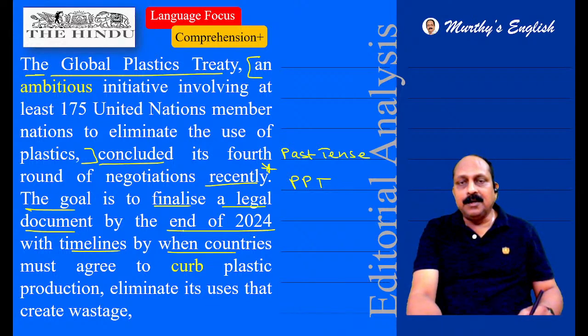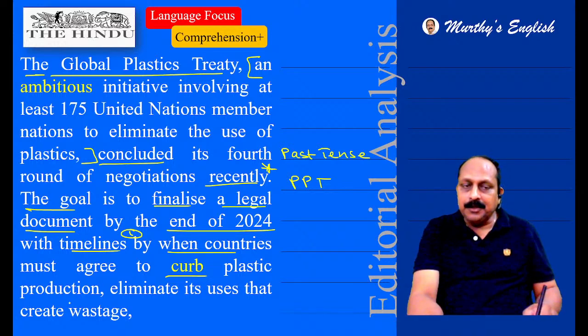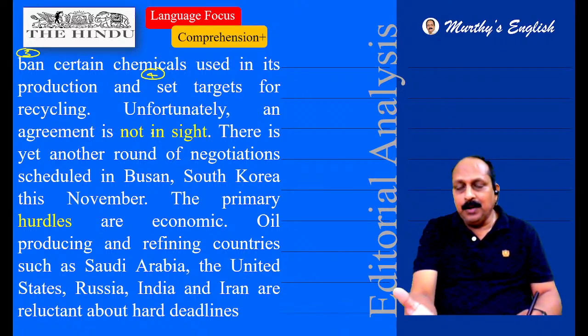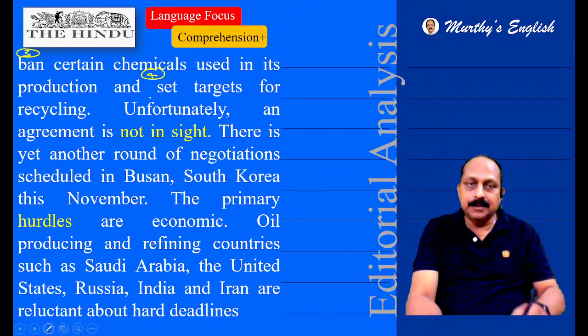And this legal document should contain what? With the timelines by when countries must agree to curb plastic production, restrict plastic production, not one thing, two or three things. This is the first one. Timelines by when countries must agree to curb plastic production, first one. By when eliminate its uses that create wastage, second one. By when ban certain chemicals used in its production, and fourth one, by when set targets for recycling. For all these, by when, that is a question. Four dimensions.